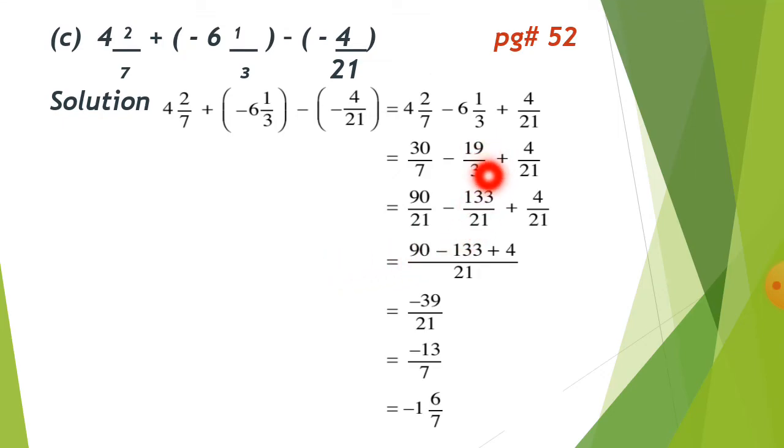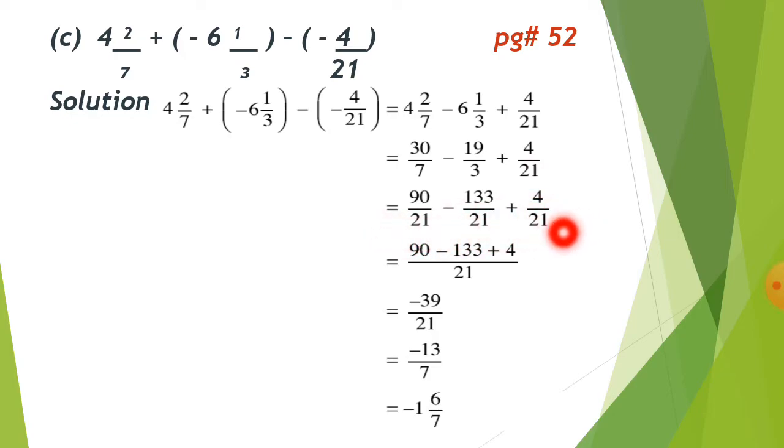And we are going to divide 21 by 7. 7 3s are 21, and 3 is going to multiply by 30, it will be 90. Then we are going to divide 21 by 3. 3 7s are 21, 7 is going to be multiplied by 19, it will be 133. And 21 is going to be divided by 21, that will be 1, and 1 times 4 is 4.